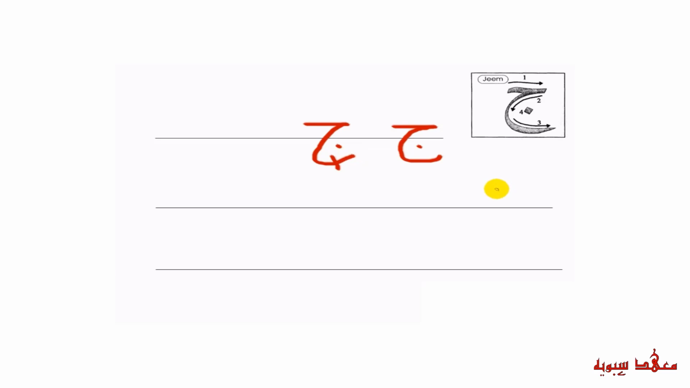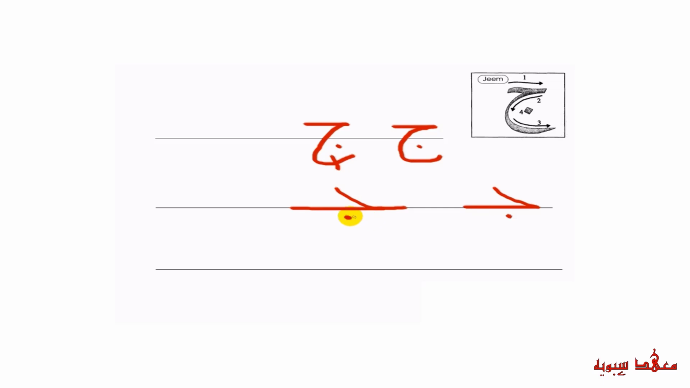Now, Jeem in the beginning of the word is as follows. We start here, go down, and then come across, and put a dot there. And then the next letter comes after it, so it joins to the next letter. Now, when it comes to the middle of a word, so we have a letter coming before it, then we have the Jeem, and then across like that. And there is the dot.